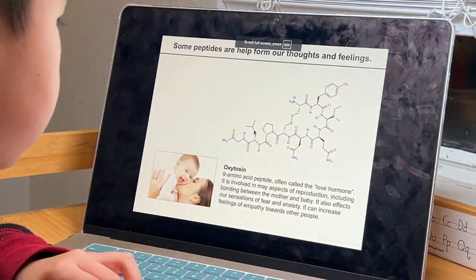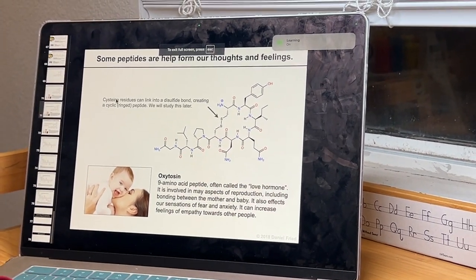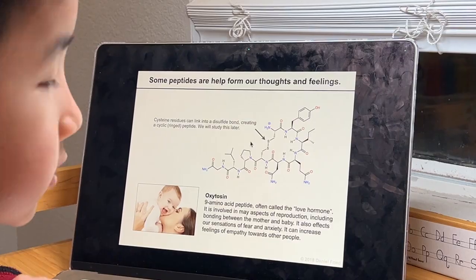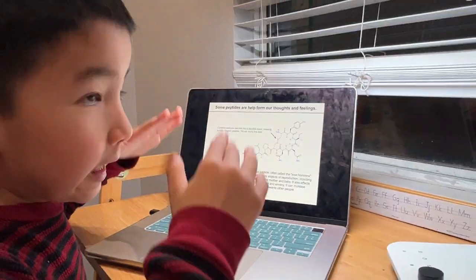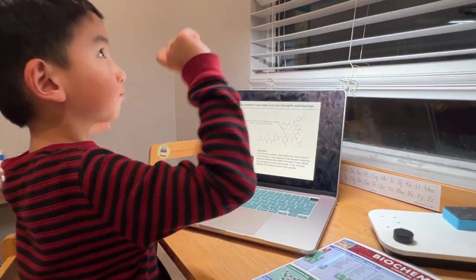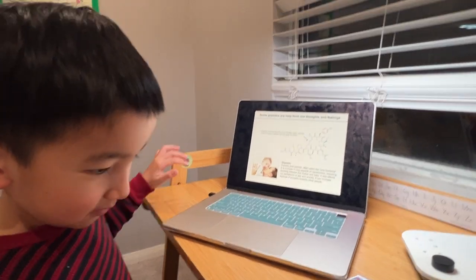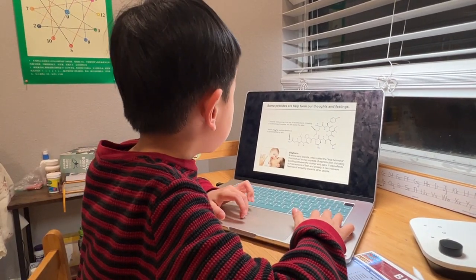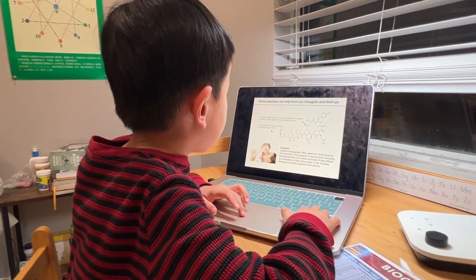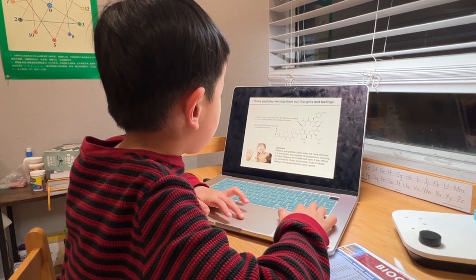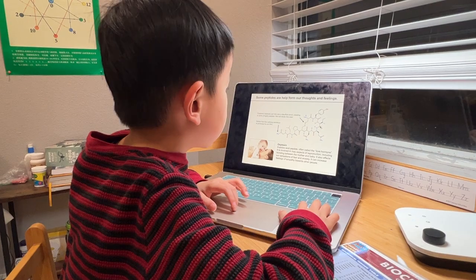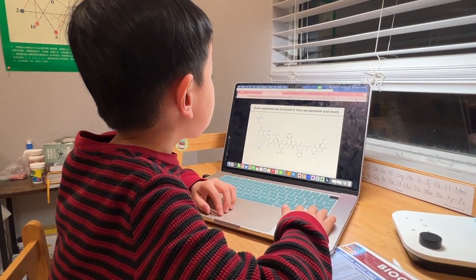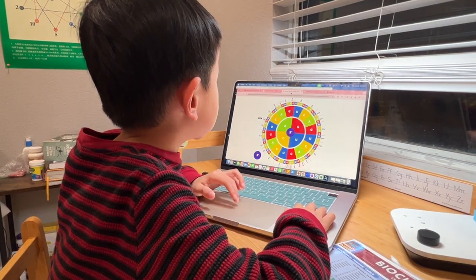So oxytocin is a 9 amino acid peptide. Cysteines can link to create a cyclic ring peptide. We'll study this later. It's a bit more stable, because otherwise it would be floppy and spaghetti-like. The carboxy terminus is protected by an NH2 rather than an NH2 plus, and that sometimes depends on how we perceive and react. So we've already seen a lot of amino acids, and look at this.